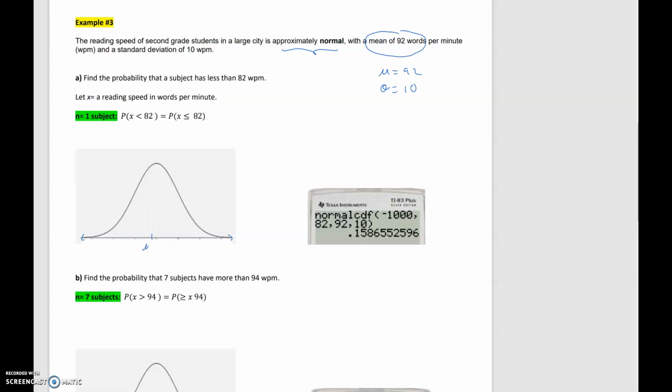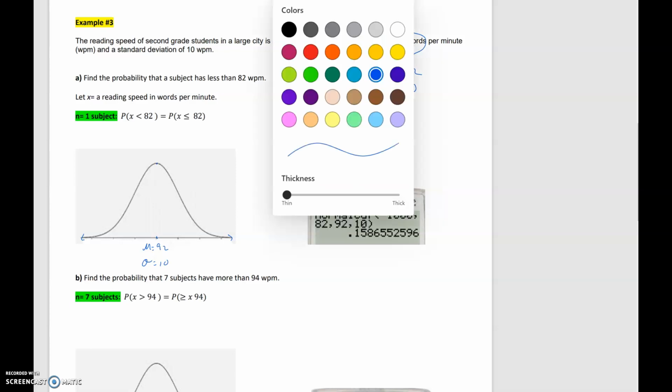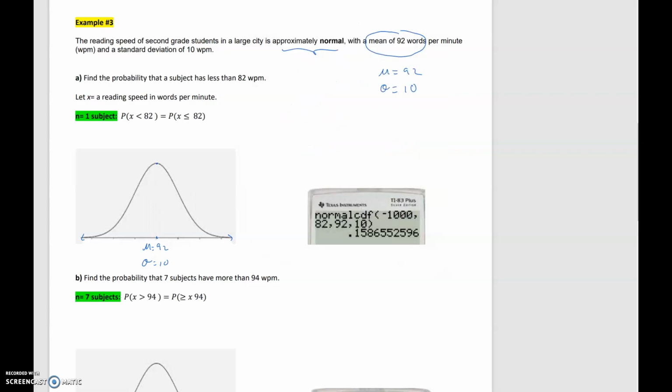So this is technically the value of 92, and the spacing is going to be 10. Actually, this is the value of the mean, which represents the highest value there. Now, the first portion of the problem is just the evaluation of a probability, and they're looking at a subject having less than 82 words per minute, and the subject is speed reading speeds from second grade students.